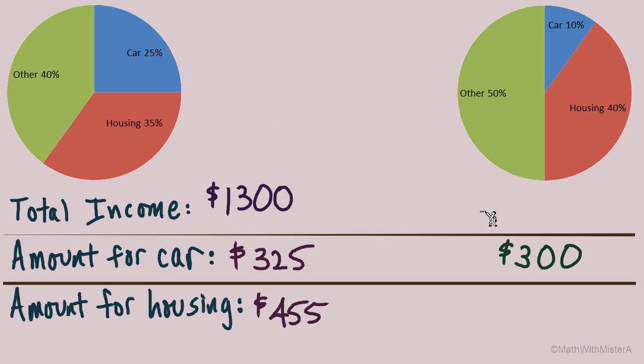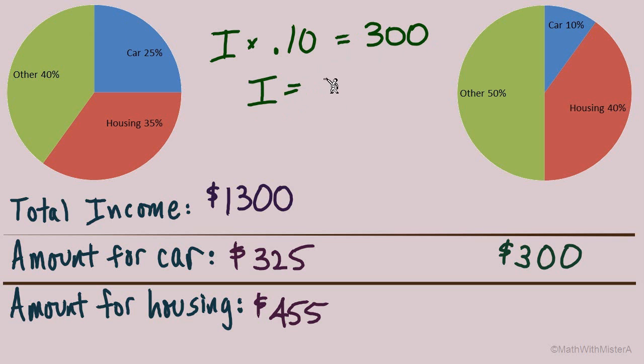Now on the right side, we do not know the reference value yet. We don't know the total income to be able to calculate a 40% of that. But we can use what we know about the car payment, that it's $300. That if we took 10% of the total income, it would equal that amount, $300. So divide 300 by 0.10, or multiply by 10, to equal $3,000 for the total income, and our reference value for this pie chart. And now that we know the reference value, we can calculate the 40% that is housing.